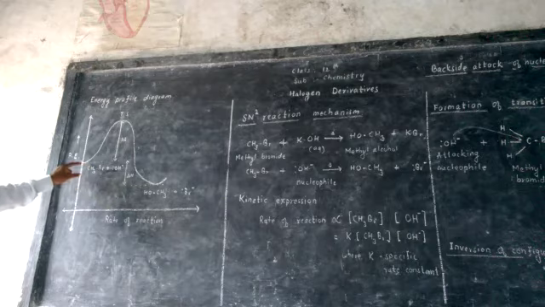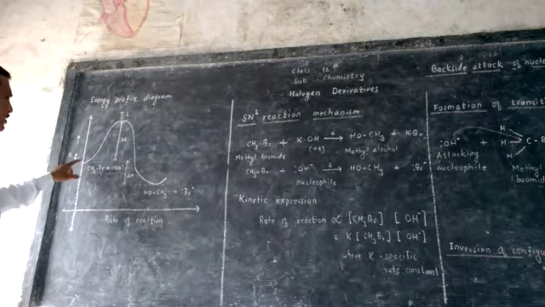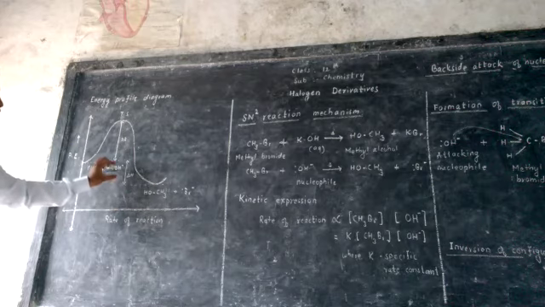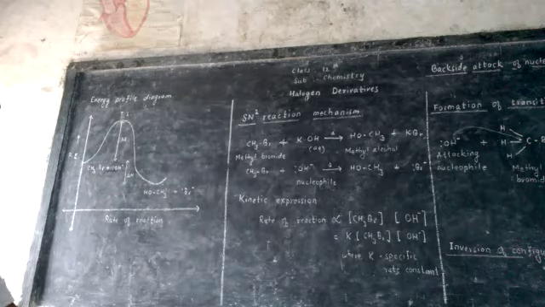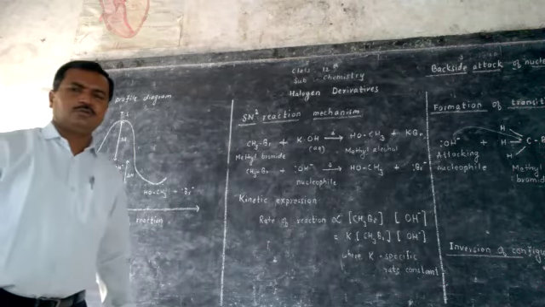The difference between the potential energy of reactant and product is called enthalpy change, which is denoted as delta H. Thank you.